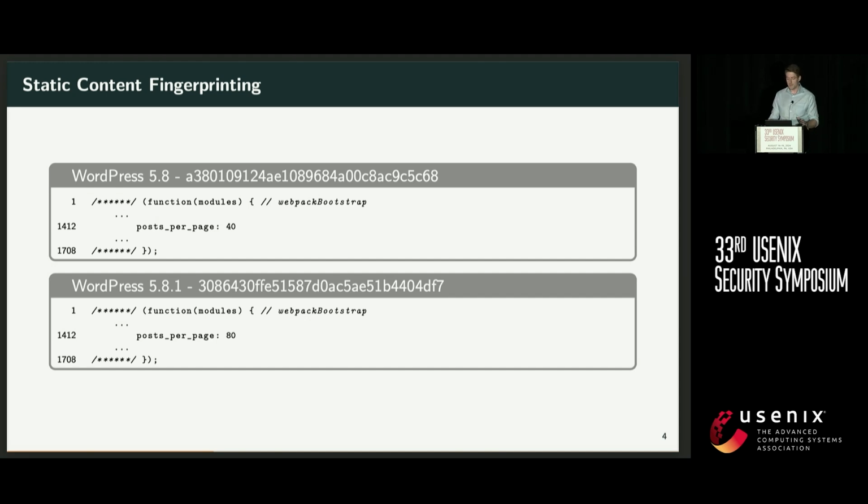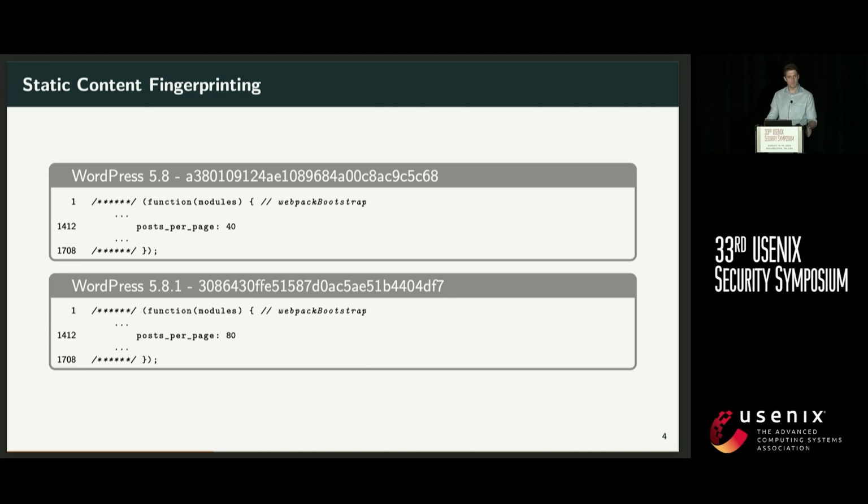So when dynamic content fingerprinting doesn't work, static content fingerprinting comes into play. Static content fingerprinting looks at static content that doesn't change from user to user, like JavaScript files and CSS files. These will change typically from version to version. What we can see here is that in WordPress version 5.8, this particular JavaScript file had a post per page attribute of 40, and in the next version, 5.8.1, it changed to 80. That was the only change within this JavaScript file.